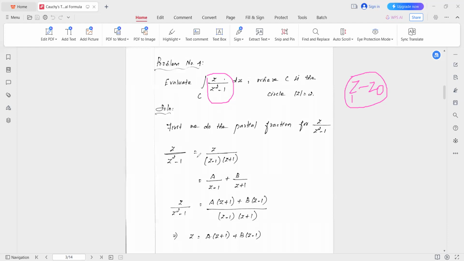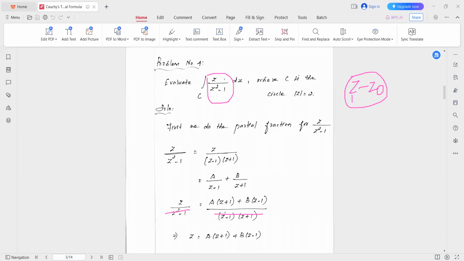The left hand side we have z by z square minus 1. So z square minus 1 and z minus 1 into z plus 1 will get cancelled. So what we will get at the end: z is equal to a into z plus 1 plus b into z minus 1. So next, what is our aim? We have to find the value of a and b. So how are we going to find the value of a and b?